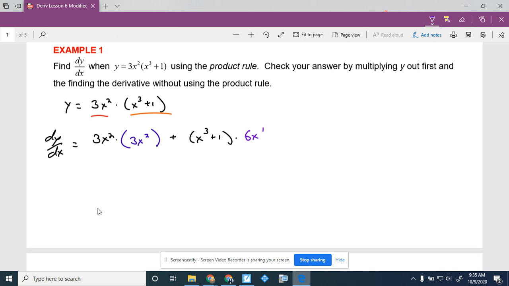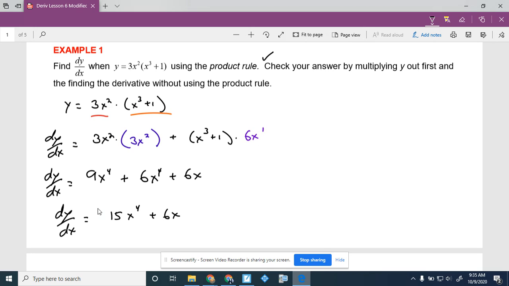So that represents my slope producing machine for the graph of y. All right, let me spruce this up a little bit. dy/dx, we got 3 times 3, that's 9x to the 4th. Here, when I distribute, I'm going to get 6x to the 4th plus 6x. I notice I have like terms here. So my slope producing machine ends up being 15x to the 4th plus 6x. And I got it using the product rule.